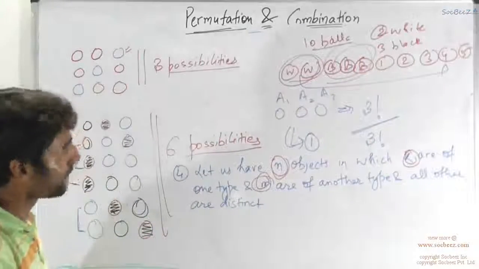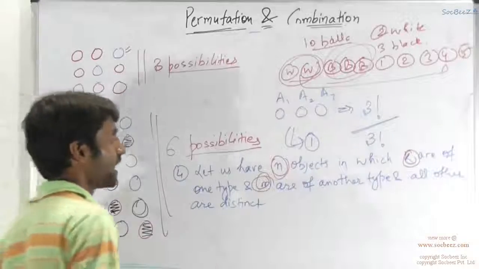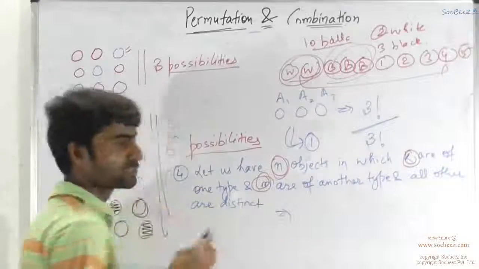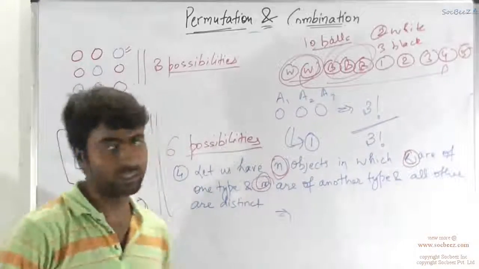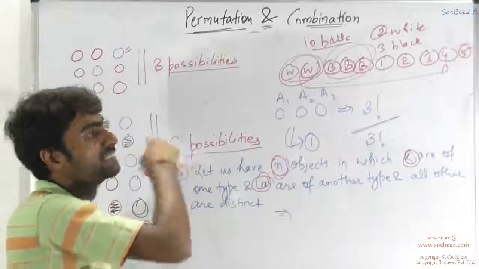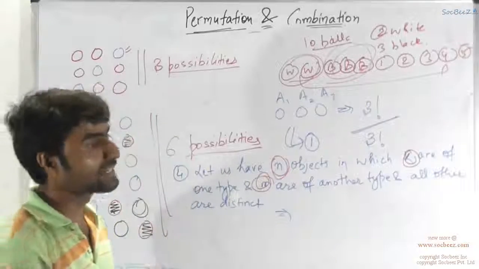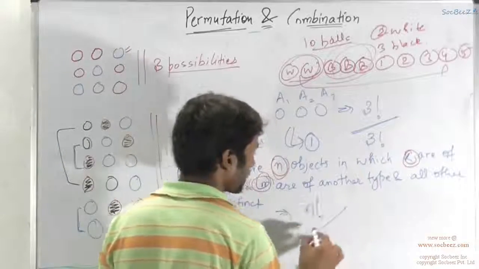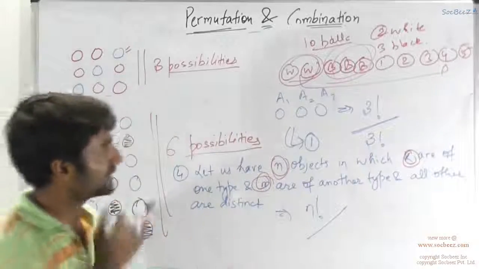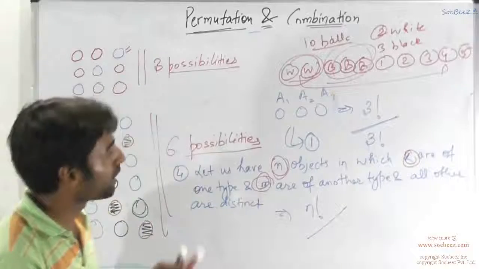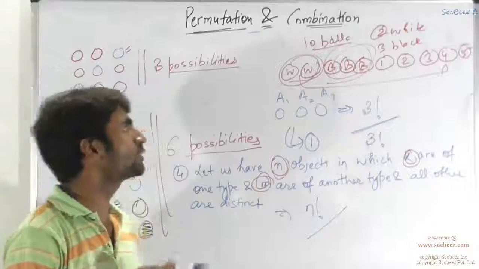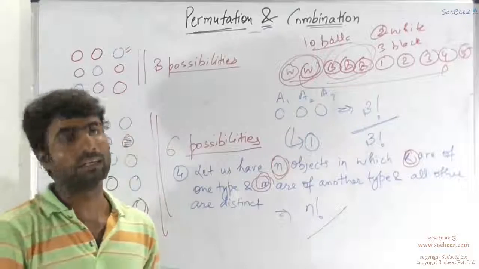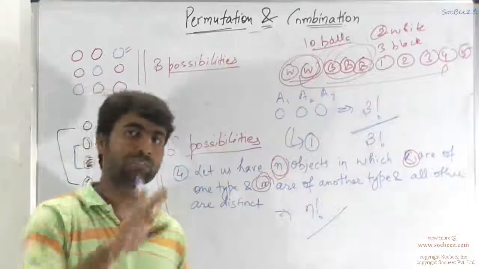So the total number of permutations in this case are, you first assume that all of these were distinct. That is, you could distinguish between each and every ball. So in that case, it would be the basic permutation, that is n factorial, the total number of ways in which you can arrange these 10 balls. Now there is a further condition that 2 are white and 3 are black. That means you can't distinguish between these two.